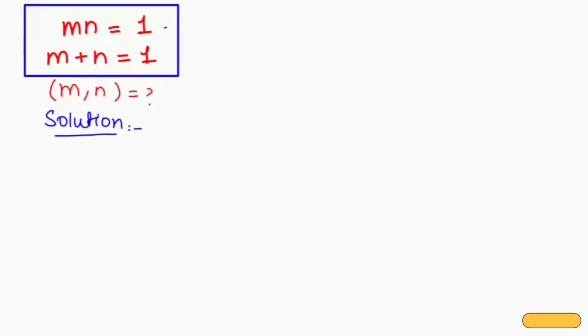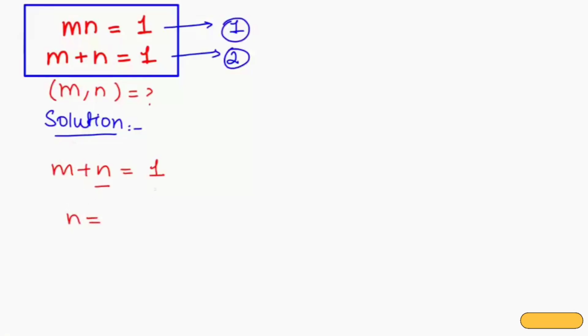I will name this as equation 1 and this as equation 2. Now first I will take equation 2, that is m plus n equals 1. Now I'm going to make n the subject here, so I'm going to take this m to the right hand side. So n equals 1 minus m. So this is our equation 3.